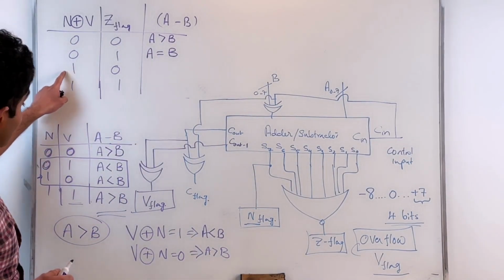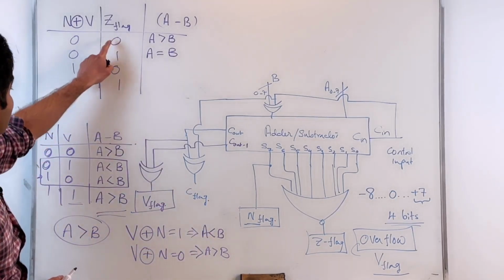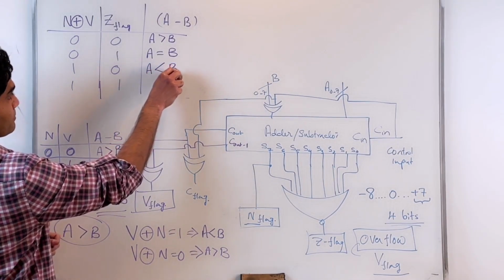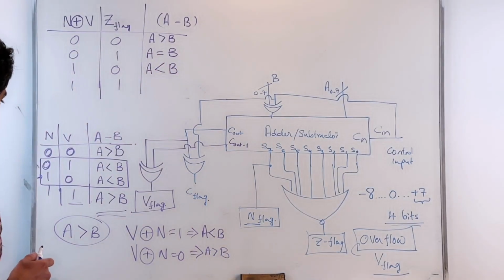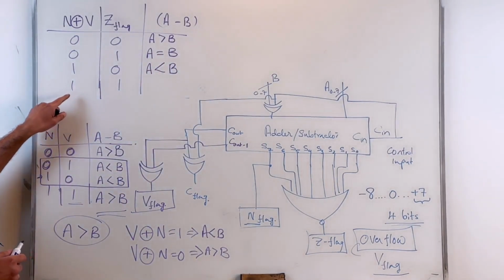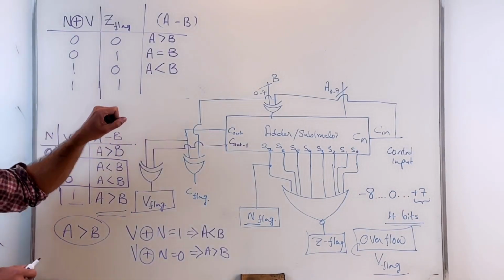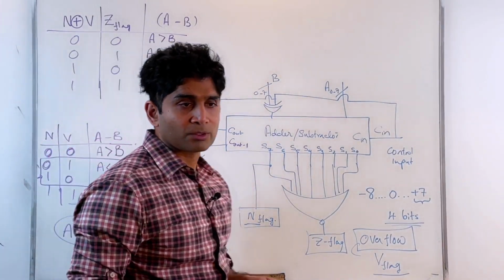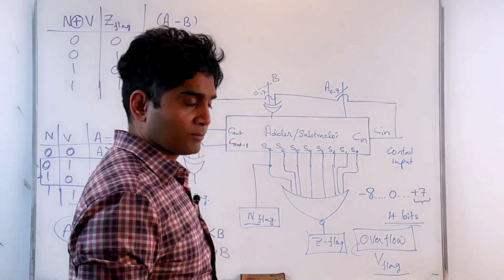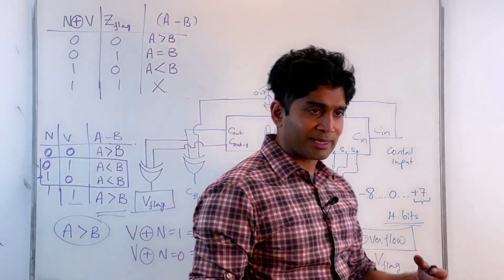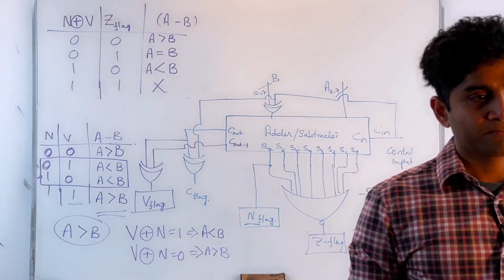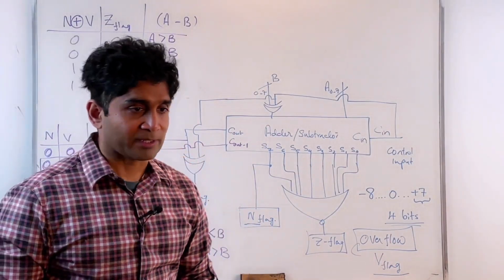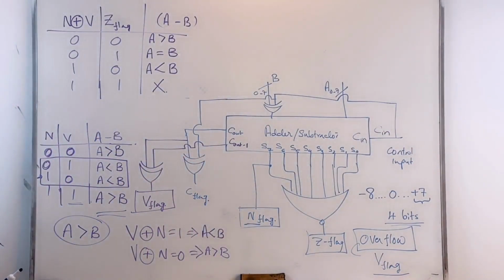N exclusive OR V is 1. That means A is less than B. Z flag is 0. That means my A is strictly less than B. N exclusive OR V is 1 and Z flag is 1. And you will see that that particular condition never happens. So I don't have to worry about that condition, where your N exclusive OR V is 1 as well as the Z flag being 1. You can check for different numbers and you'll verify that it doesn't happen.